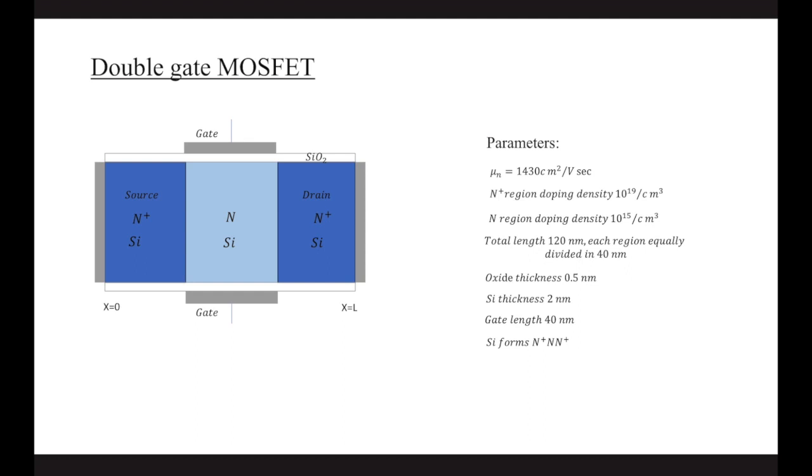Here I have also presented the parameters that will be used while performing the simulation. For example, the N+ region doping density and lowly doped N region doping density. Also, the total length of the material is 120 nanometer, where each region is equally divided into 40 nanometer. The oxide thickness is given as 0.5 nanometer and the silicon thickness is 2 nanometer.